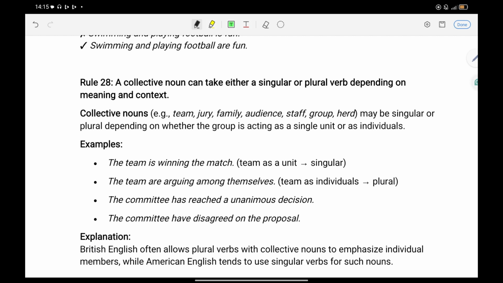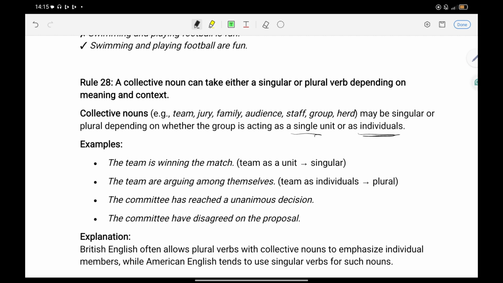Now, collective nouns such as team, jury, family, audience, staff, group, herd, all of these may be singular or plural depending on whether the group is acting as a single unit or as individuals. When the group is acting as a single unit, then it takes a singular verb. When each member of the group is acting as an individual, then plural.